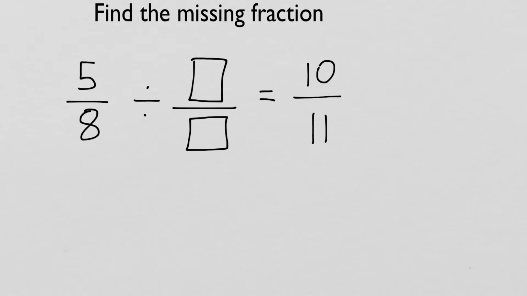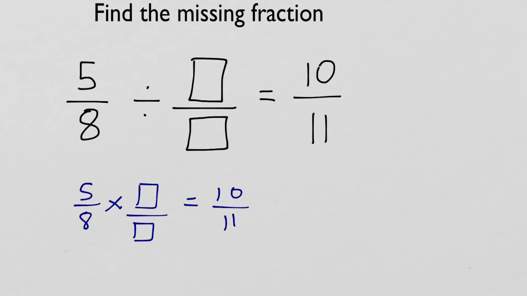Okay, so let's see how you did. So first thing I'm going to do is I'm going to write 5/8 times, that fraction has to be inverted to make our answer 10/11. So we need to think 5 times what makes 10. Okay, I know that's going to be 2. 8 times something equals 11. Well, that can't be done.